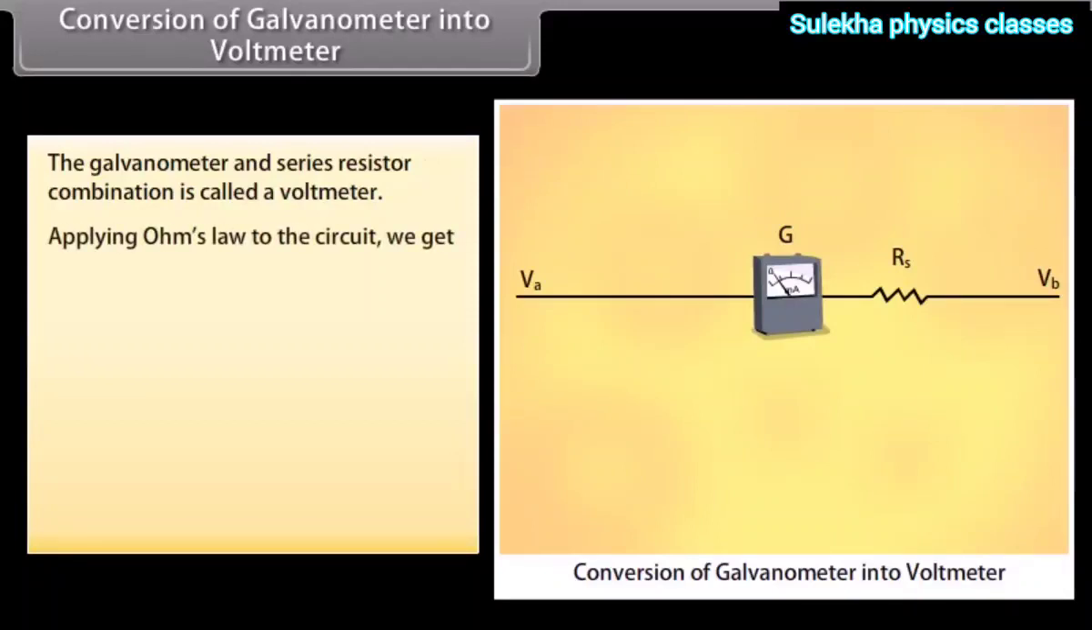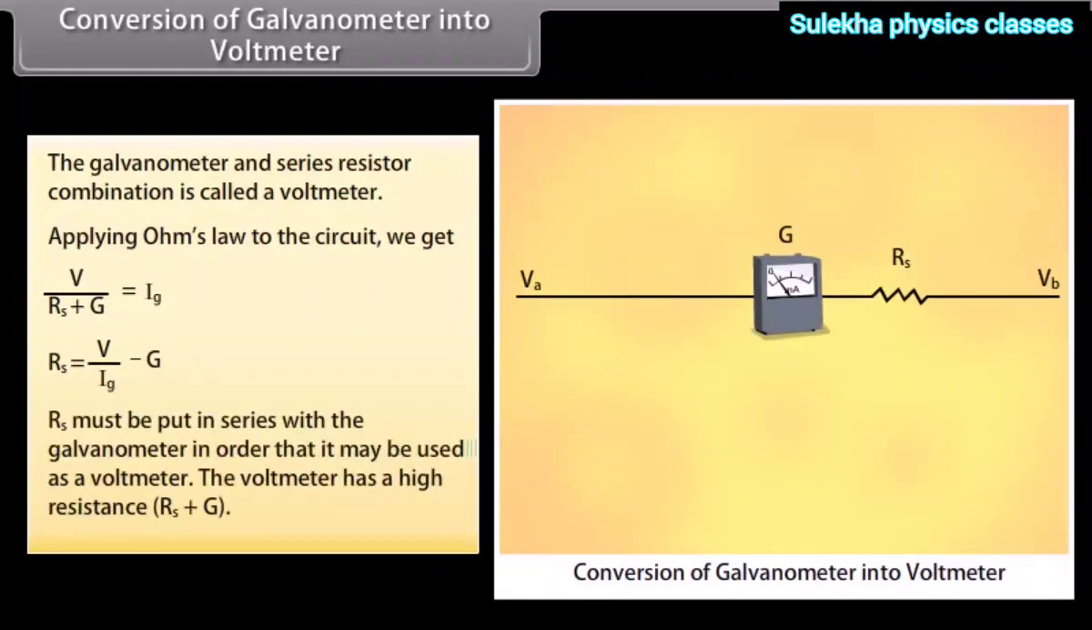Applying Ohm's law to the circuit, we get V upon RS plus G within parenthesis is equal to IG. It can be written as RS is equal to V upon IG minus G. RS must be put in series with the galvanometer in order that it may be used as a voltmeter. The voltmeter has a high resistance RS plus G within parenthesis.